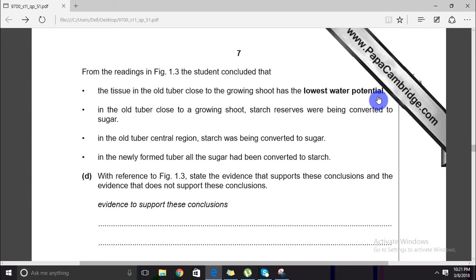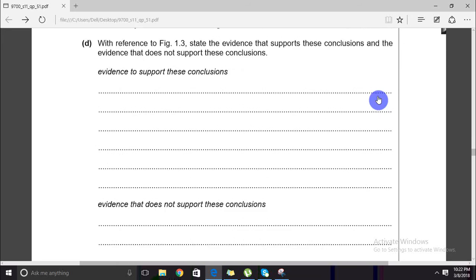Evidence which supports these conclusions and the evidence that does not. The fact that the tissue in the old tuber achieves zero net osmosis at the highest concentration of sucrose means that of all four it indeed has the lowest water potential, because solute potential is inversely related to water potential, and this should be worth 1 mark.